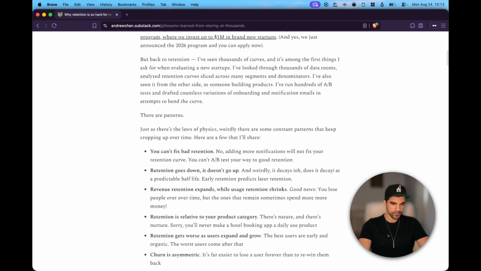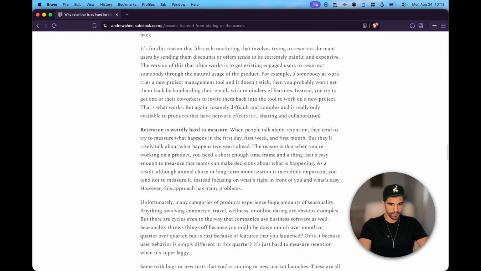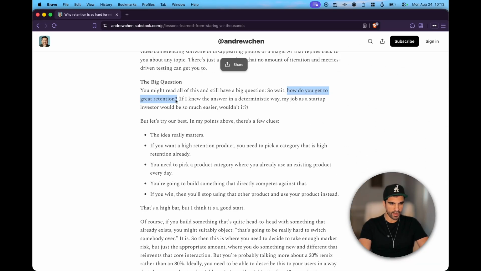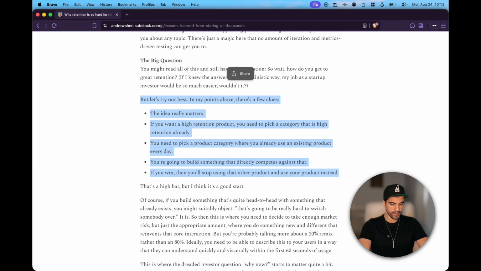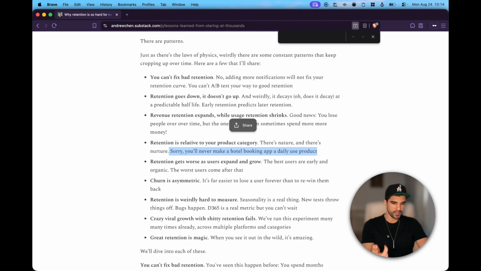In fact, Chen ends his essay by giving his answer to the question, how do you get to great retention? And in his words, 1, the idea really matters. 2, if you want a high retention product, you need to pick a category that is high retention already. By the way, this deserves its own aside because retention has this cool nature versus nurture component, and nature usually wins. In fact, in the same essay, Andrew Chen says, sorry, you're never going to make a hotel booking app a daily use product. And we'll talk about natural frequency in a future lecture because I think it's fascinating and super useful.